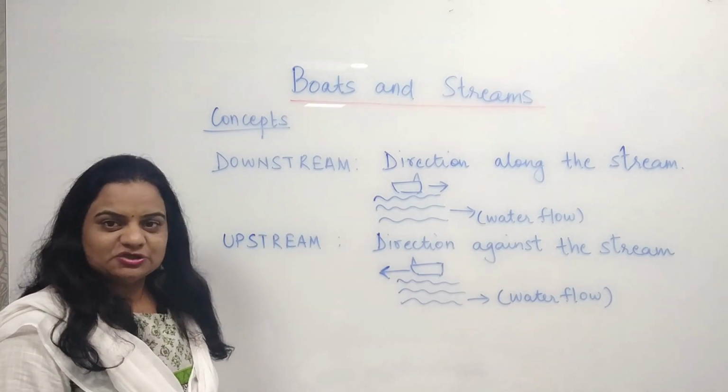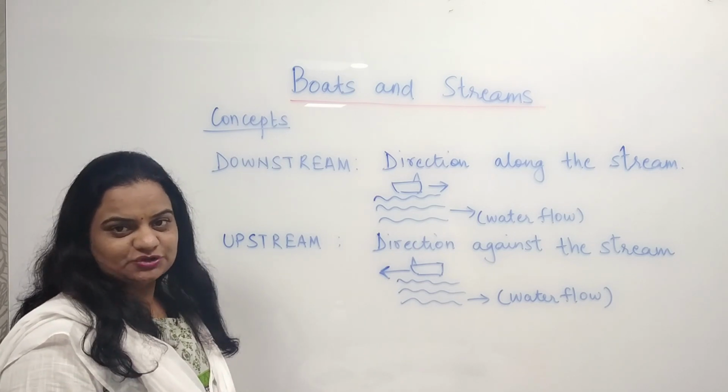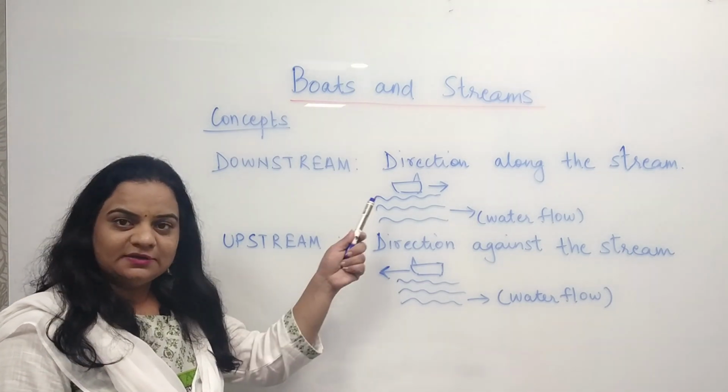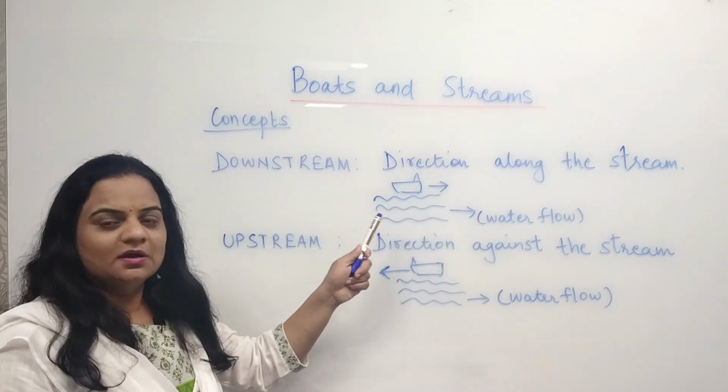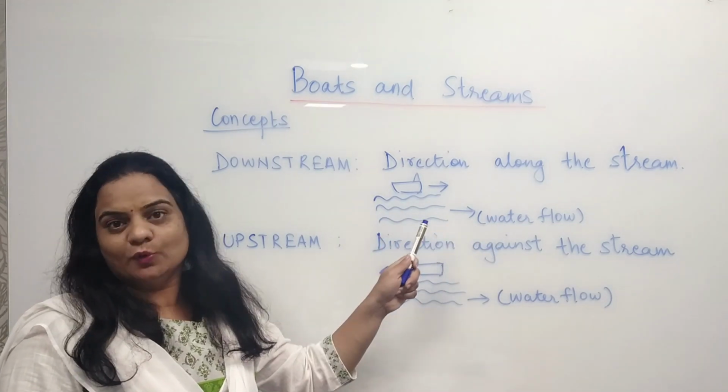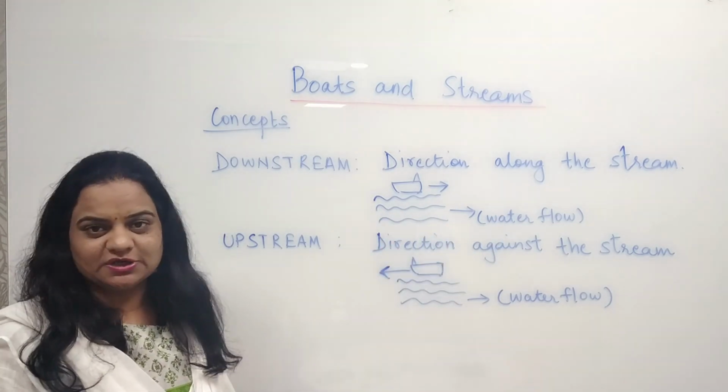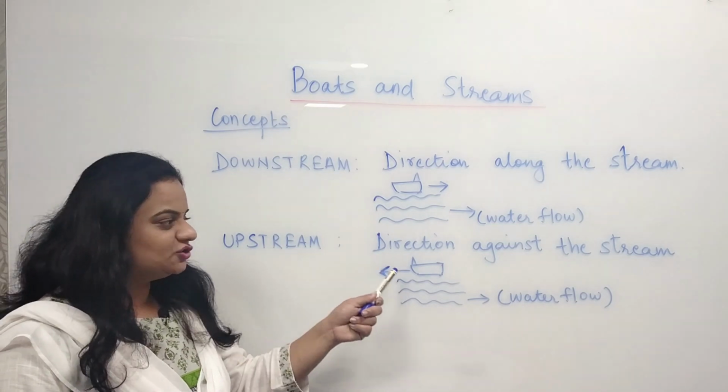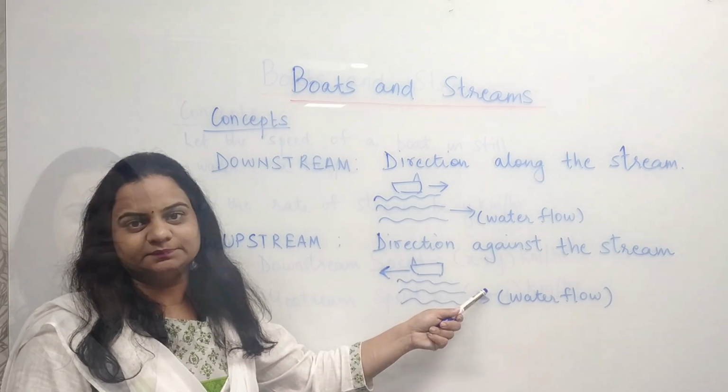Downstream. The direction along the stream is downstream. That is, if a man or a boat is moving along with the flow of water, then it is known as downstream, whereas upstream is the direction against the flow of water.